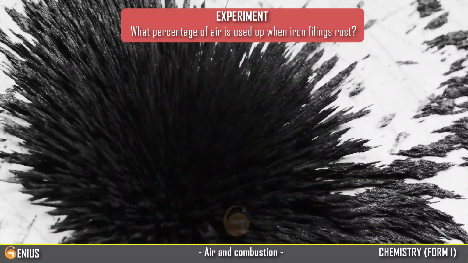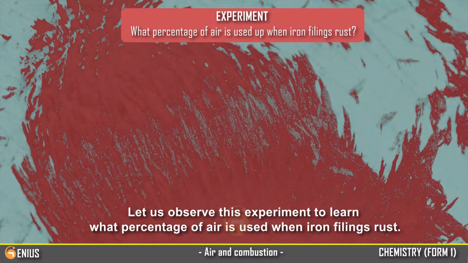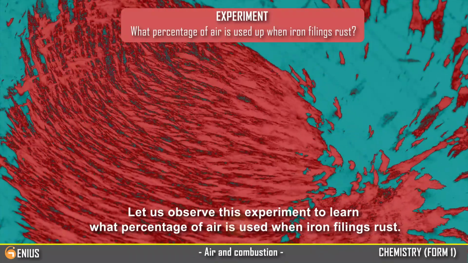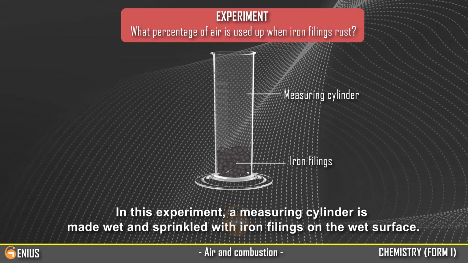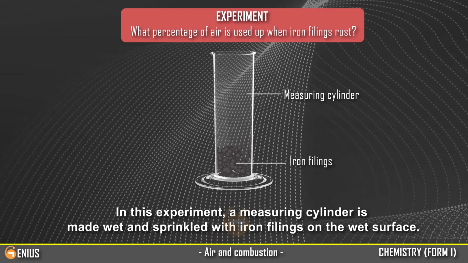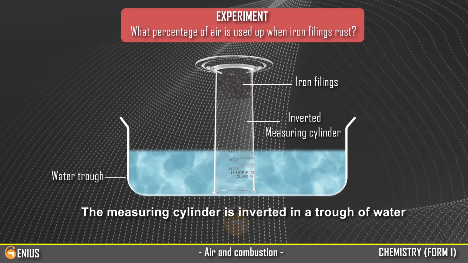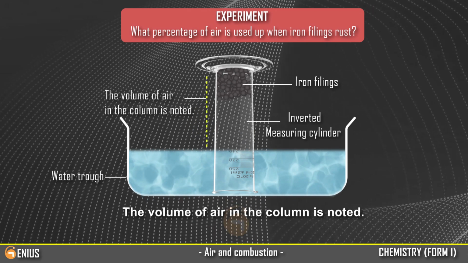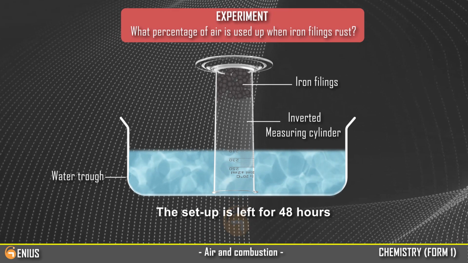Experiment. What percentage of air is used up when iron filings rust? Let us observe this experiment to learn what percentage of air is used when iron filings rust. In this experiment, a measuring cylinder is made wet and sprinkled with iron filings on the wet surface. The measuring cylinder is inverted in a trough of water. The volume of air in the column is noted. The setup is left for 48 hours.